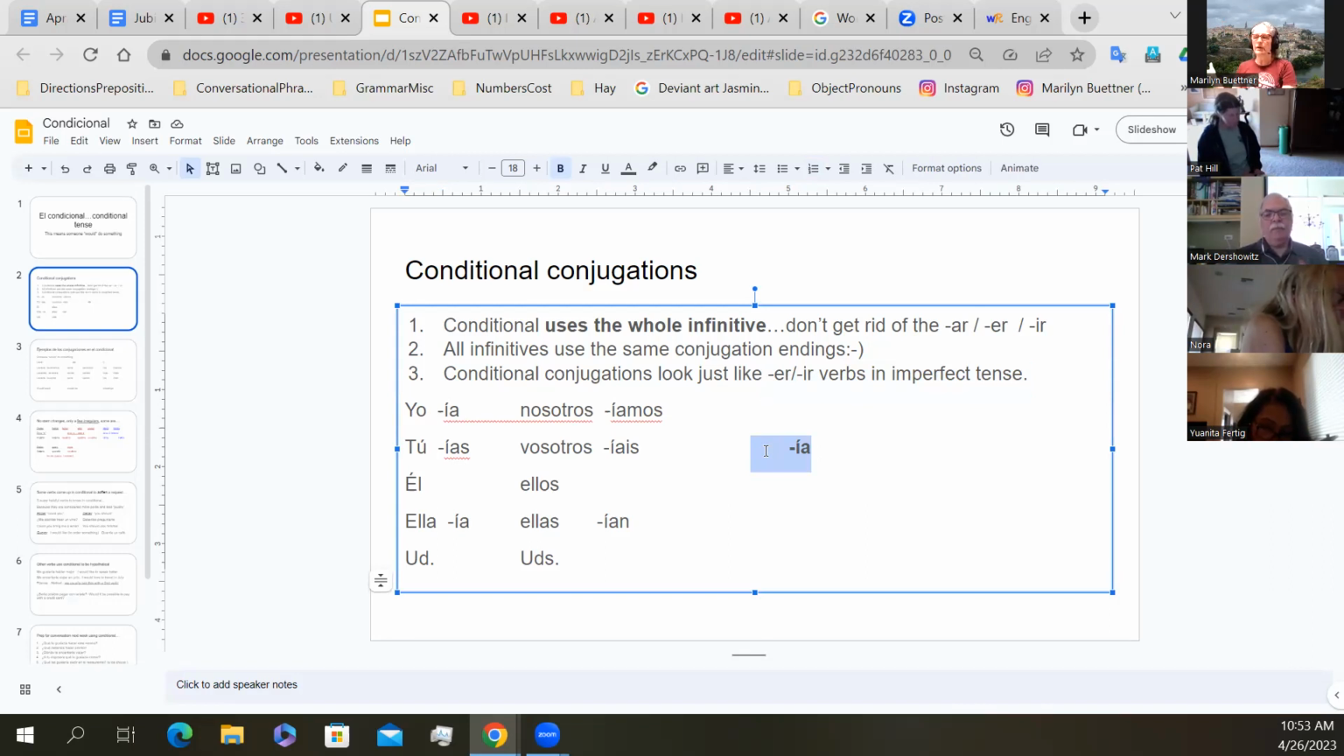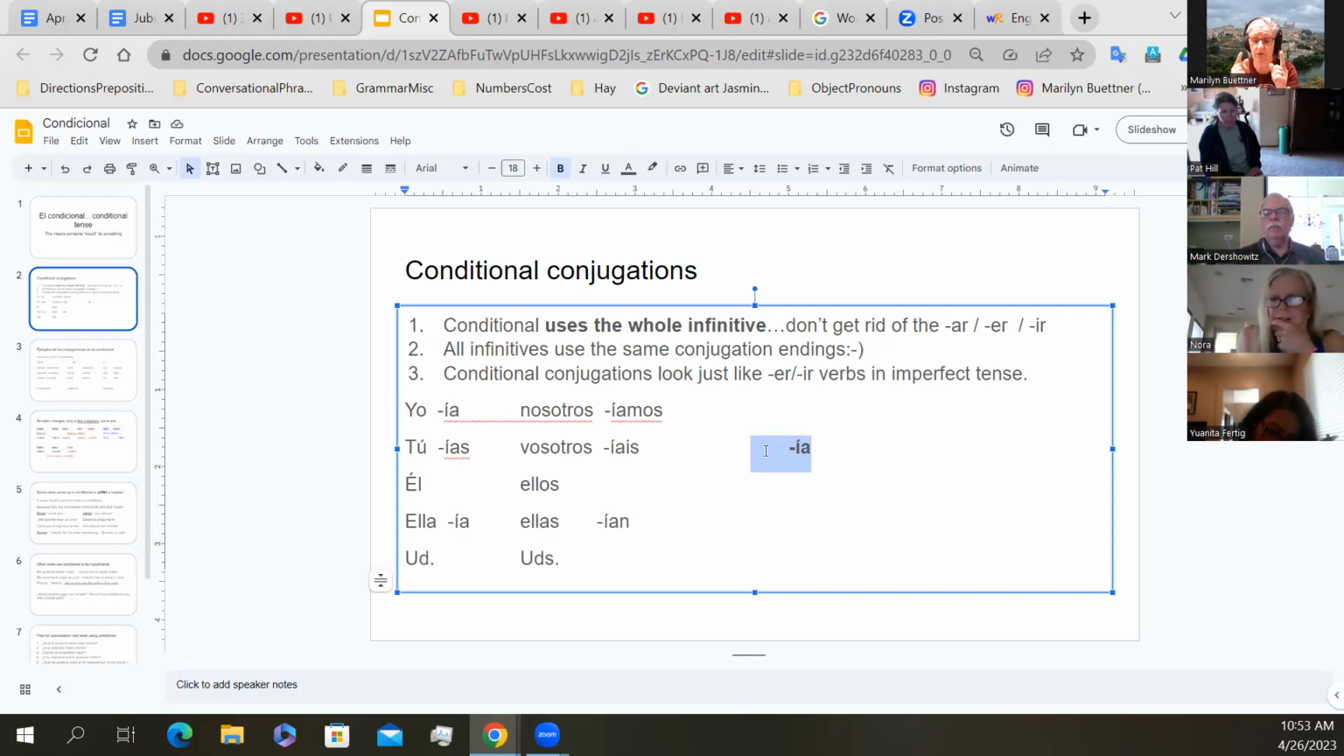So they sound like comería. I used to eat, yo comía, but it's comería. We keep the ER on. Comería. You've got to listen. Okay. They might be slightly harder to pronounce because we're keeping the whole infinitive.